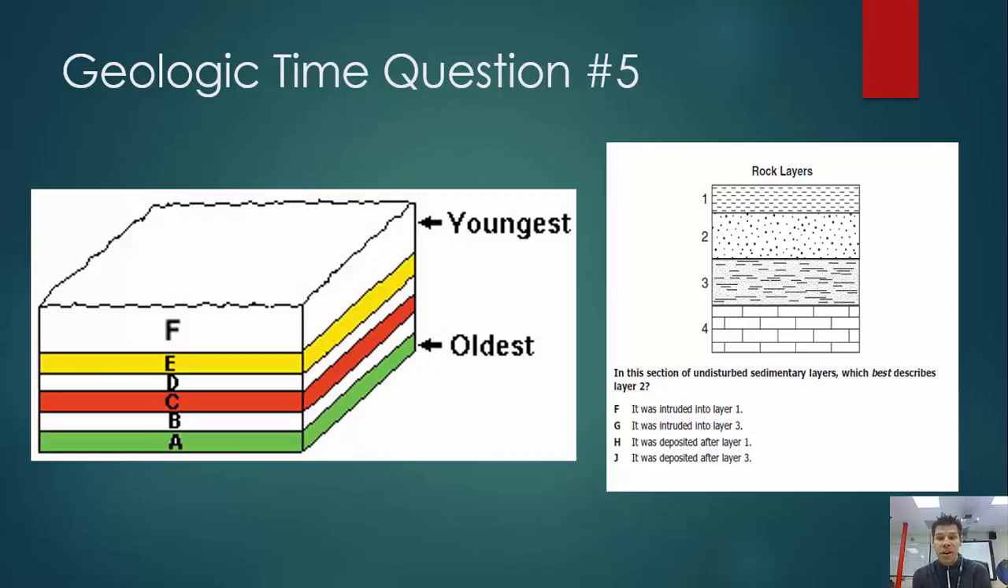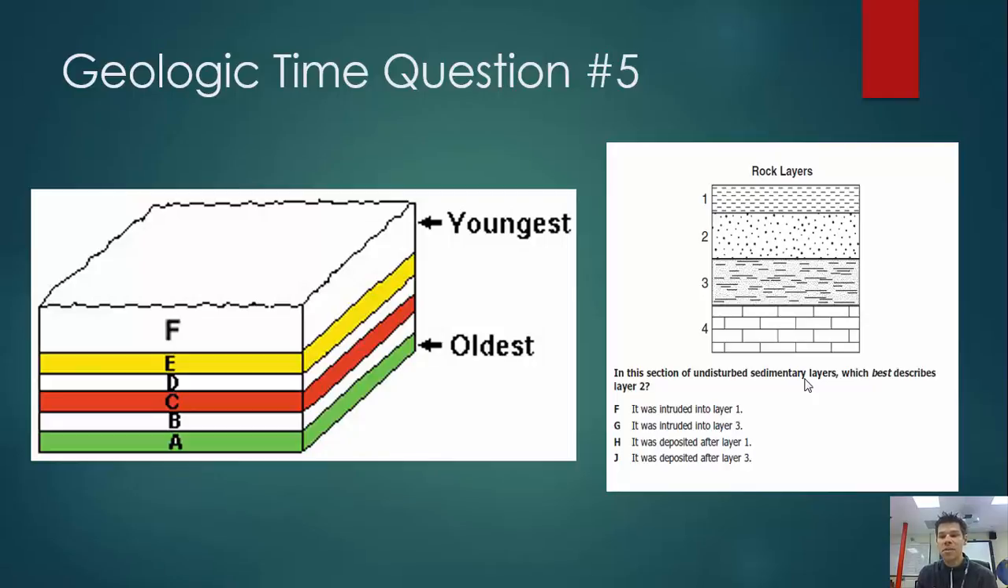Okay, this is a pretty easy question. This is a relative dating question. Again, there's lots of those in geologic time. Just remember our youngest rocks are on the top and our oldest rocks are on the bottom. Now, this is a section of undisturbed sedimentary rocks, meaning there hasn't been an earthquake to have shifted the layers, there hasn't been an igneous intrusion, there hasn't been mountain building.